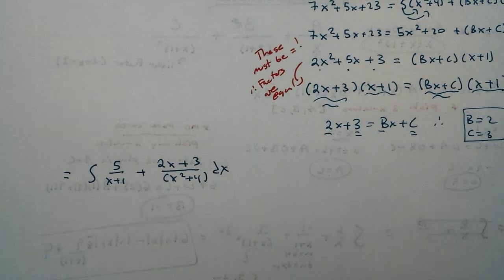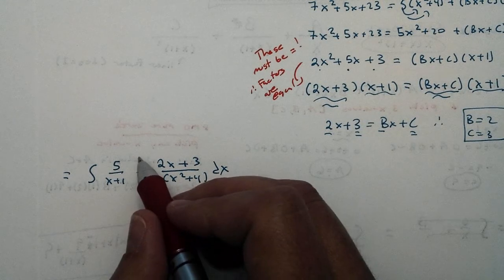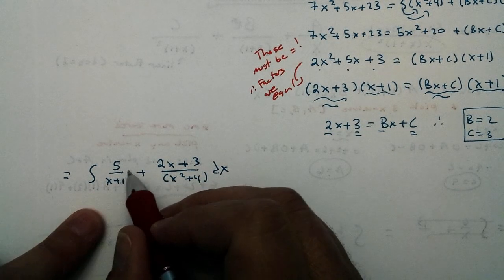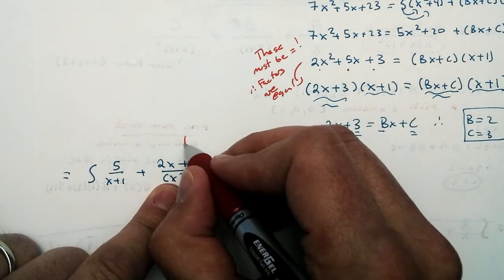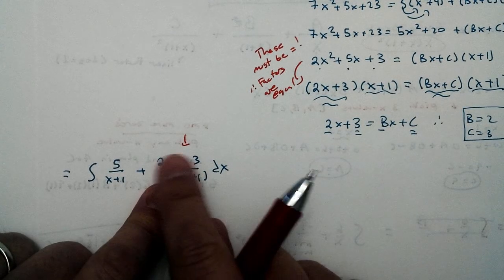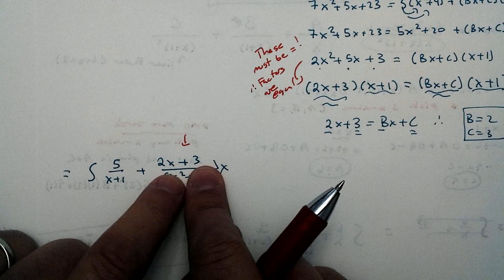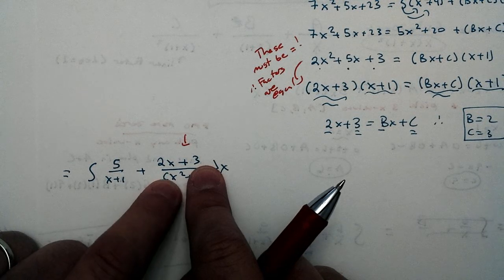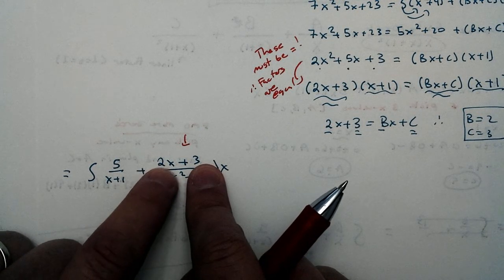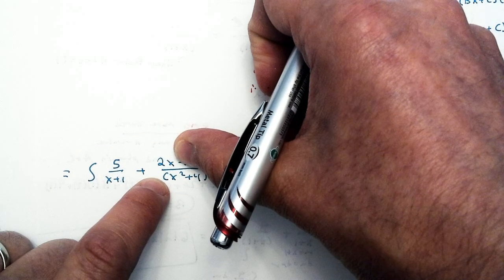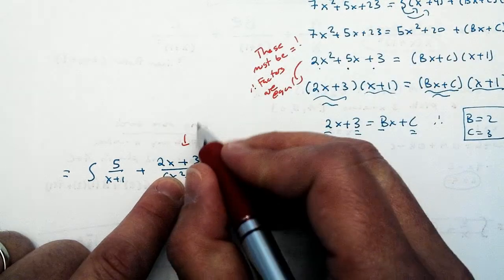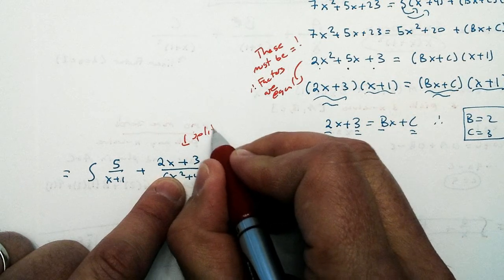Alright, so I need to think, okay, this one's easy. That's just natural log. That's easy. I can do that one with my eyes closed. But this one right here, take a look. If I did use substitution, my u would be x squared plus 4, and du would be 2x. That's a u substitution if I can get rid of the 3. So I'm going to get rid of the 3 by splitting the fraction.